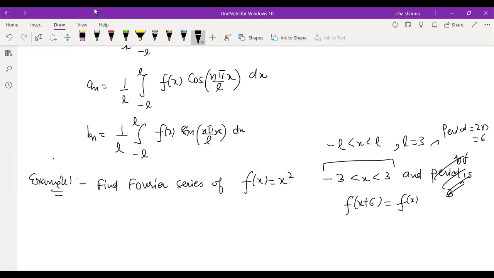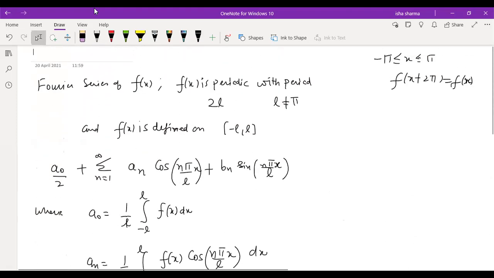Anyway, we just need to identify the value of L, because for writing these formulas a naught, an and bn, we just need to know what our L is. So yeah, let me scroll up if you want to note down the formulas again.